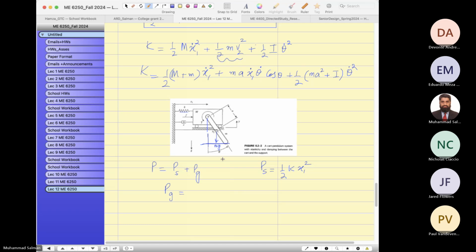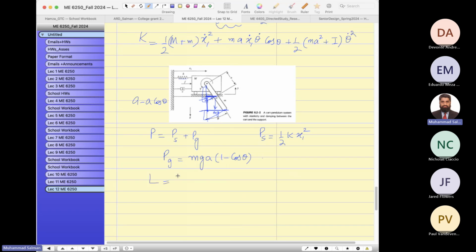let's use this center, how much it is lifted here. So mg. If we consider this point here, this is the height here. So it is A minus A cosine theta. This is my A, and this is my A cosine theta. So it's mg A (1 minus cosine theta).